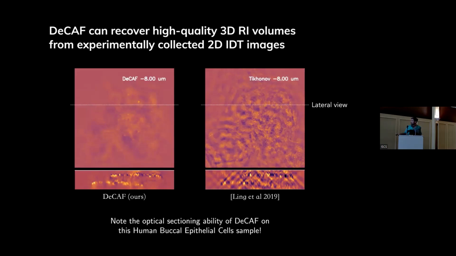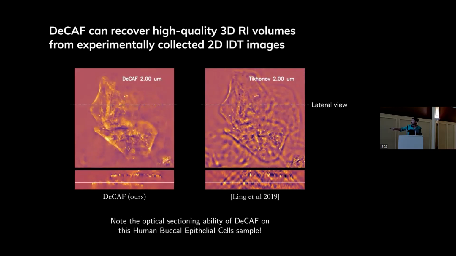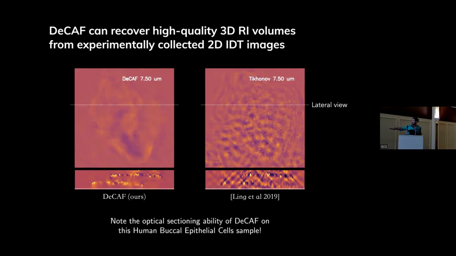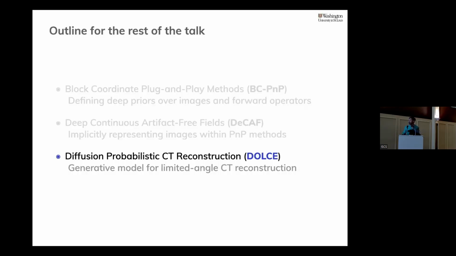This is another sample. This is a buccal epithelial cell sample. Again, the same thing. You can see here that if I go along the optical axis, this one gets very nice, clean optical sectioning ability for missing angles. And what's fun, one of the funnest things with this, is I can completely synthesize frames that are not part of my original reconstruction. I can just synthesize a new frame that wasn't in the data and look at it and play with this because we have a continuous representation of the object.